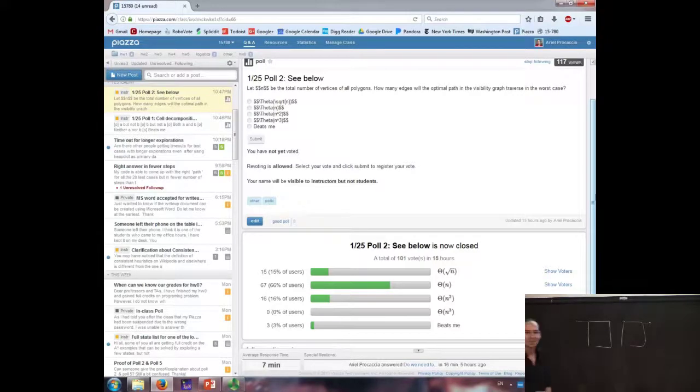Triangles have 3 vertices, right? So you touch n over 3 vertices, which is order of n. Yeah, right. So we just wanted it as an asymptotic bound.